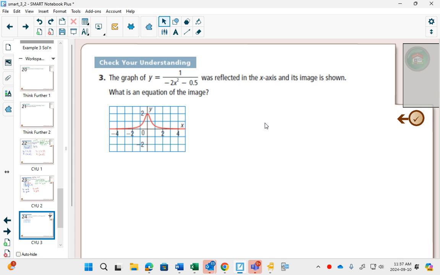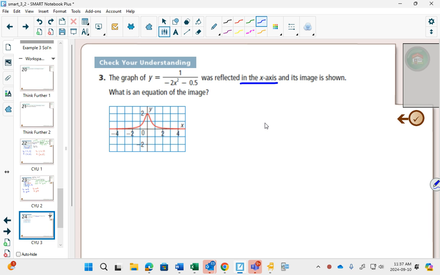Notice that it says the graph of y equals 1 over negative 2x squared minus 0.5 was reflected in the x-axis, and the image is shown. So this is the image after we've done a reflection. Okay, again, just to practice it.